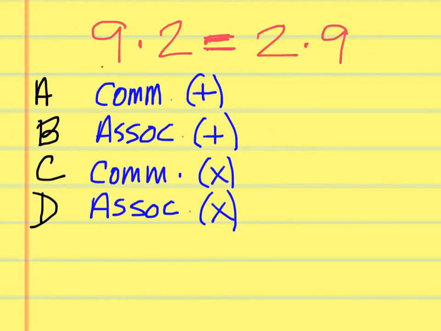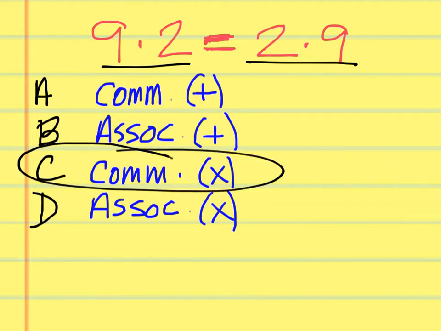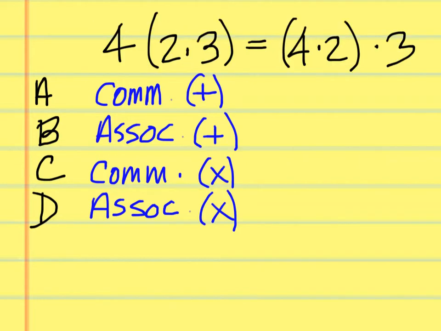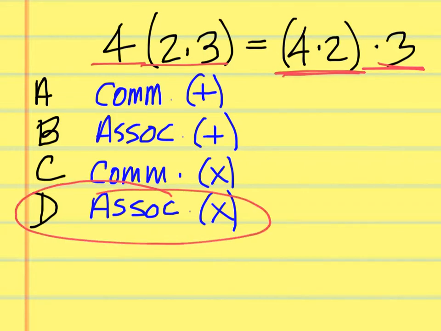If you multiply 2 numbers together, you can multiply them in any order. It makes no difference which one comes first. So that is the commutative property of multiplication. You can multiply these 2 together and then multiply by 4, but you can also multiply these 2 first and then multiply by 3. Either way you do it, you get 24. So that is the associative property of multiplication.